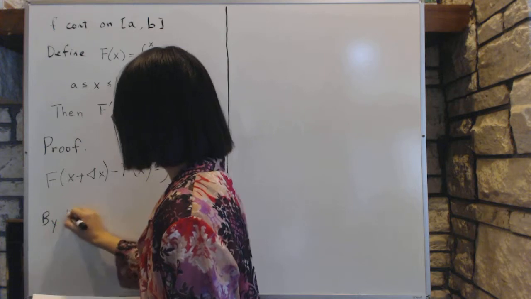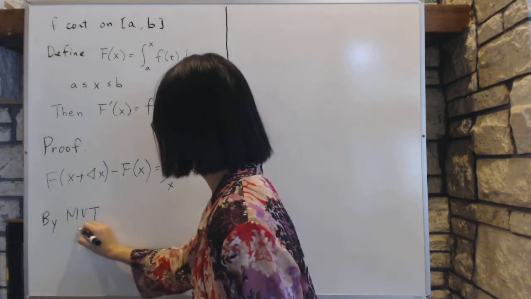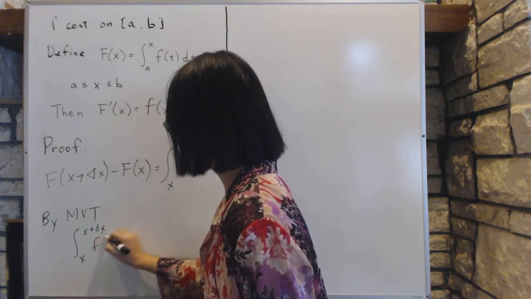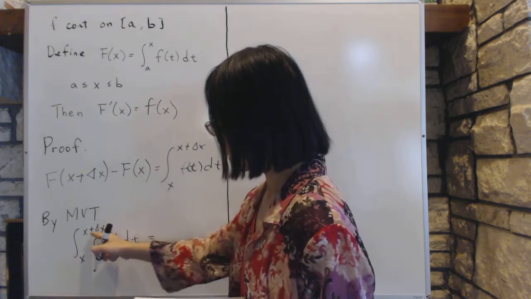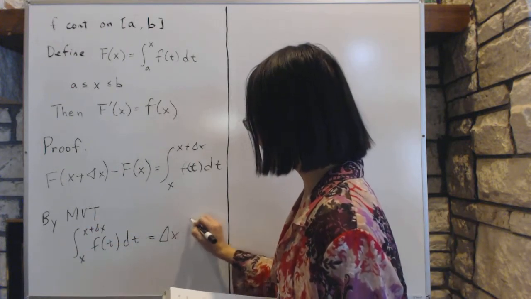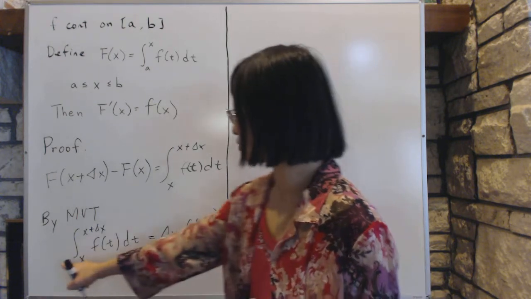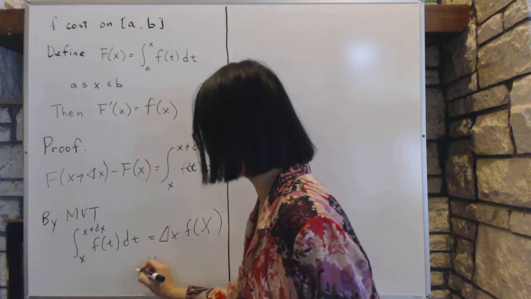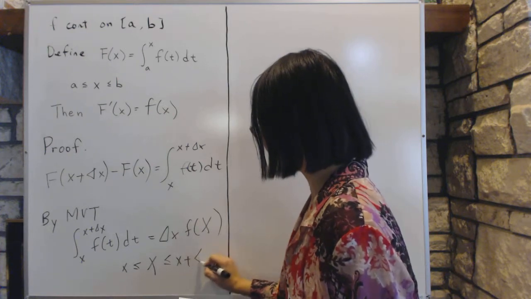All right, the next thing we're going to do is quote the mean value theorem of integrals. It says that the integral from x to x + Δx of f(t) dt is equal to f of big X times (b minus a), the top minus the bottom, which is just Δx. There's a value inside such that this relationship exists. That's the mean value theorem, where big X has to be between these numbers, so it's greater than or equal to small x and less than or equal to x + Δx.